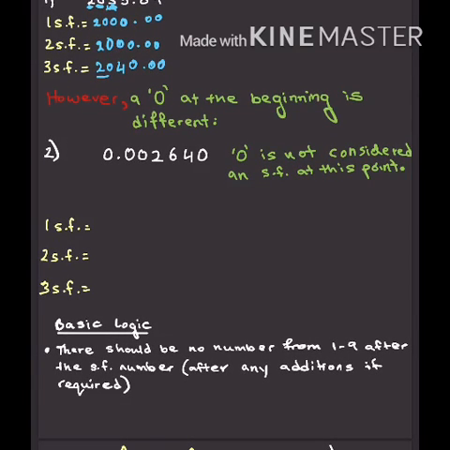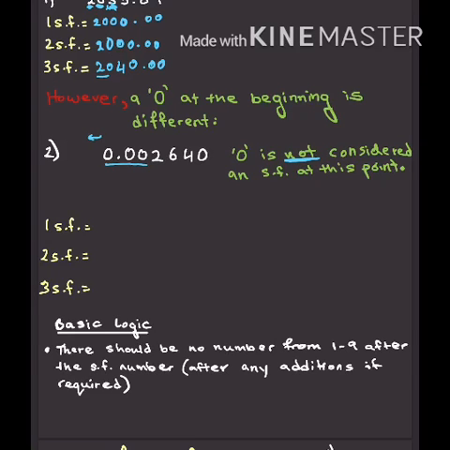However, a 0 at the beginning is different. That means if you have a 0 that has nothing towards its left, so it's at the beginning of the number. It's not in between any number. It's not after any number. If the zero is at the beginning, then it is not considered an SF number.